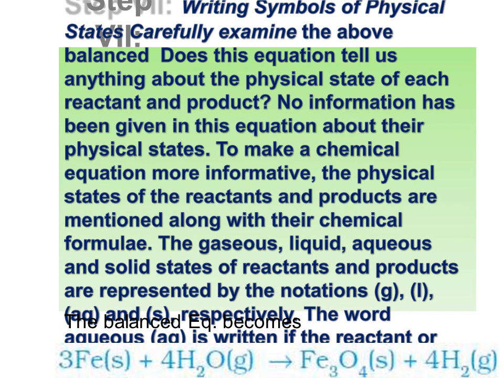Next step is to write the symbols of physical states. Either your reactant or product is in solid state, liquid state, gaseous state, and sometimes we write aqueous state, aqueous for the solutions that are dissolved in water. Like the equation given here, Fe solid, H2O gaseous, means it is taken in vapor state. Then Fe3O4 is formed in solid state, and hydrogen is again gaseous. You simply write the state in small brackets after the formula.